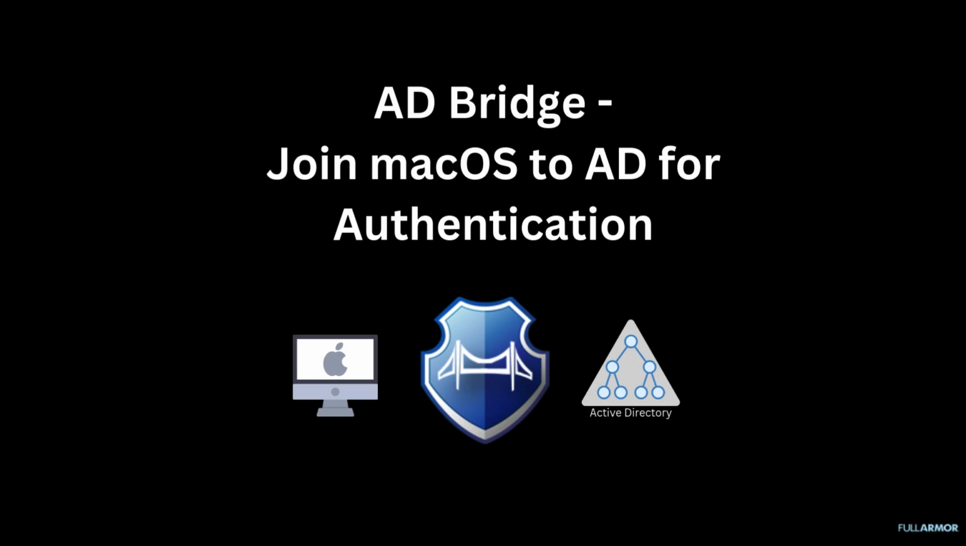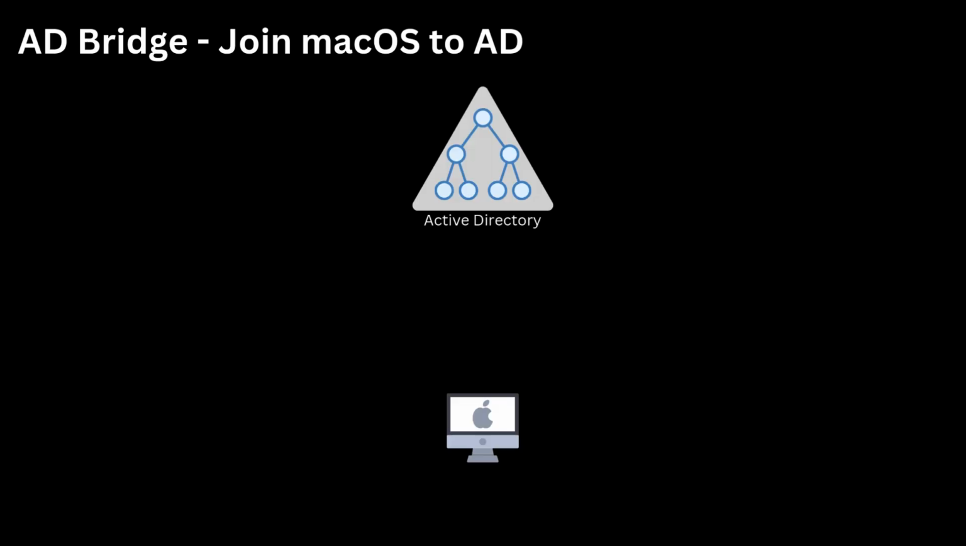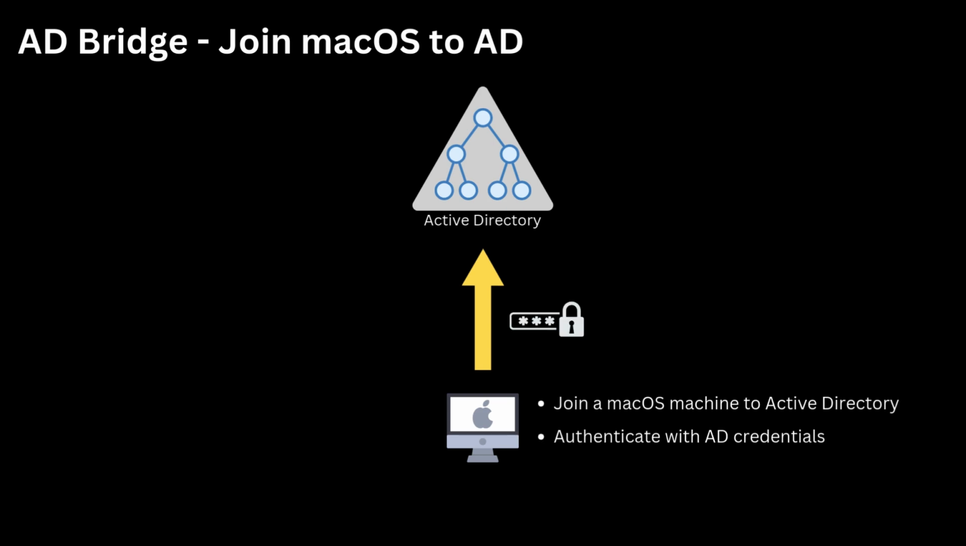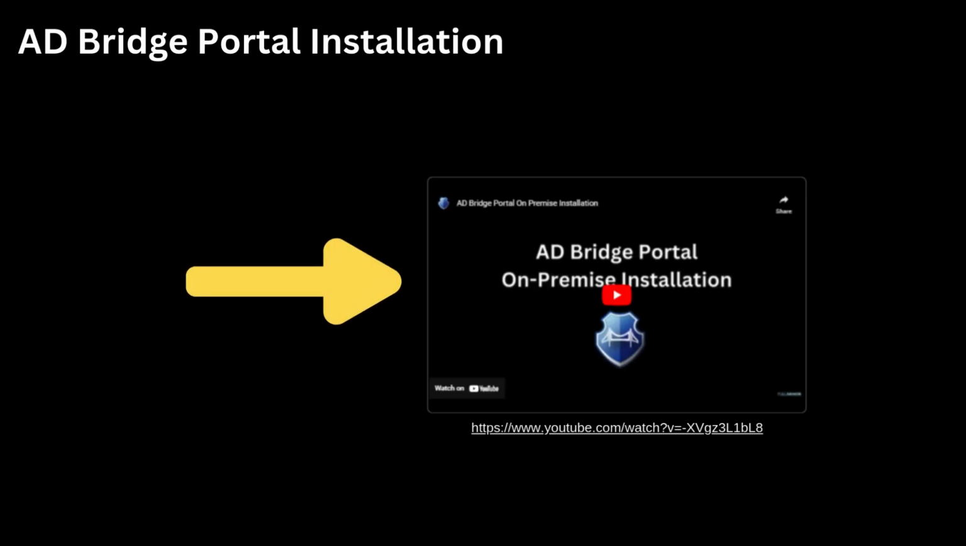In this video, we'll go over the steps to join a macOS machine to Active Directory so that users can authenticate with their on-premise AD credentials and access domain resources. To make this connection, you need the AD Bridge portal up and running. Please see this video if you haven't done that already.